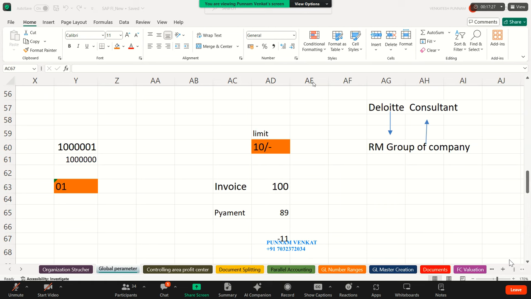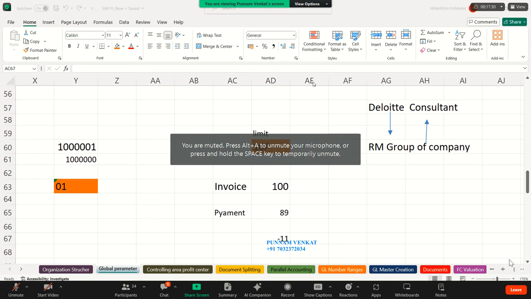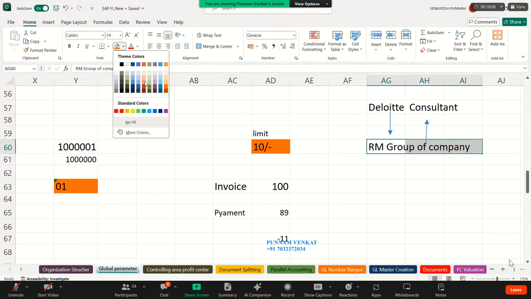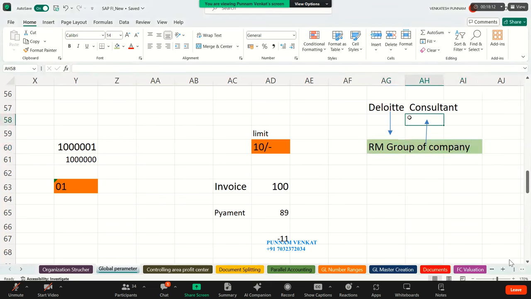Listen, everyone. Tolerance means we are going to set up one limit. Up to that limit, any payment differences we are going to sacrifice. More than that limit, the system cannot allow sacrificing the value during the payment. Clear so far, everyone? Yes, sir. So who will confirm this limit? Your client will tell you. On the client side, there is one responsible person who can tell you the maximum value you are going to sacrifice during the payment.